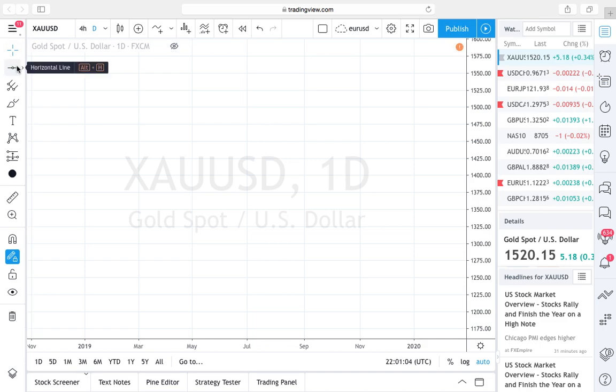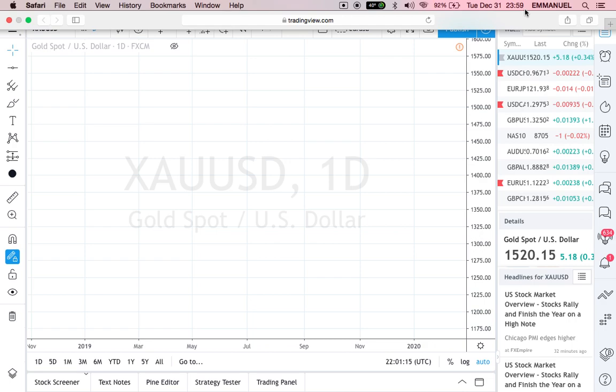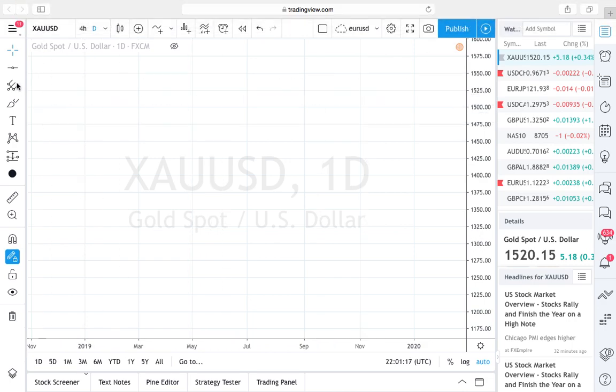Trend lines are basically the same thing as support and resistance, just a diagonal version, right? Anyways, it's the same thing as support and resistance, just the diagonal version.